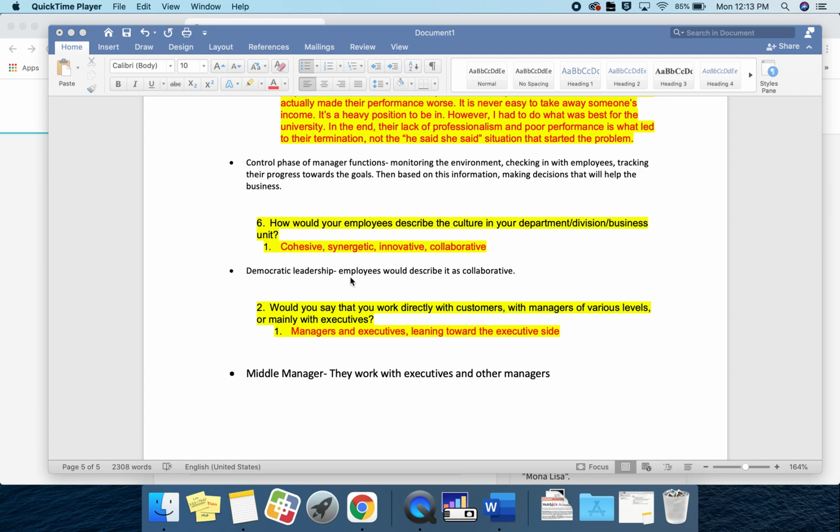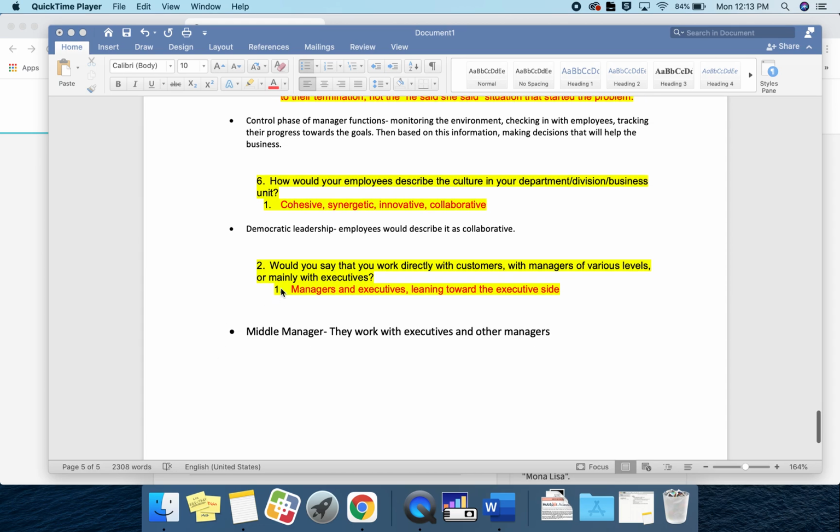Remember that when you go through and you are answering all of these questions in your script, you have to have 2 examples to get full points. So saying that employees would describe this as a collaborative environment counts as one of those examples. Hopefully, somewhere else in these interview questions, you are able to pull from another piece to get a second example.